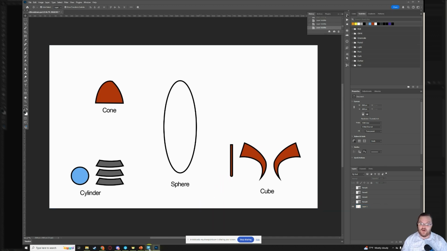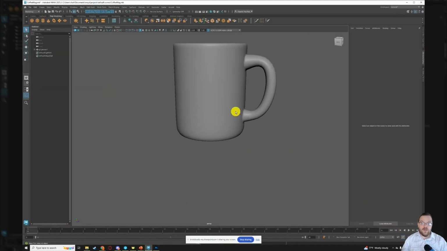In the next video, I'll be showing you how to make a coffee cup using these primitives, as well as a pretty cool trick to make modeling it a little bit easier.